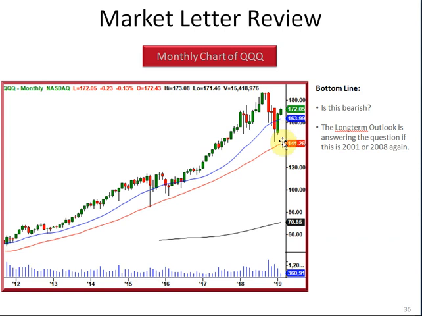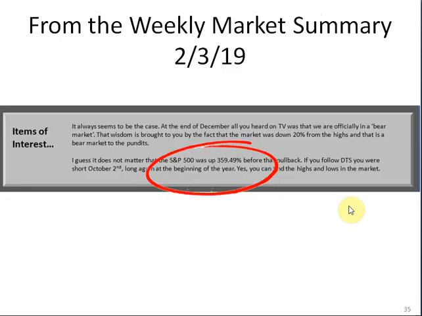So this is a big deal to say that the big picture of the market has still been bullish, bullish, bullish. I put this in the weekly market summary back on February 3rd. I thought it was funny, because I talked about the week that everybody proclaimed a bear market, and it literally was right on the low.